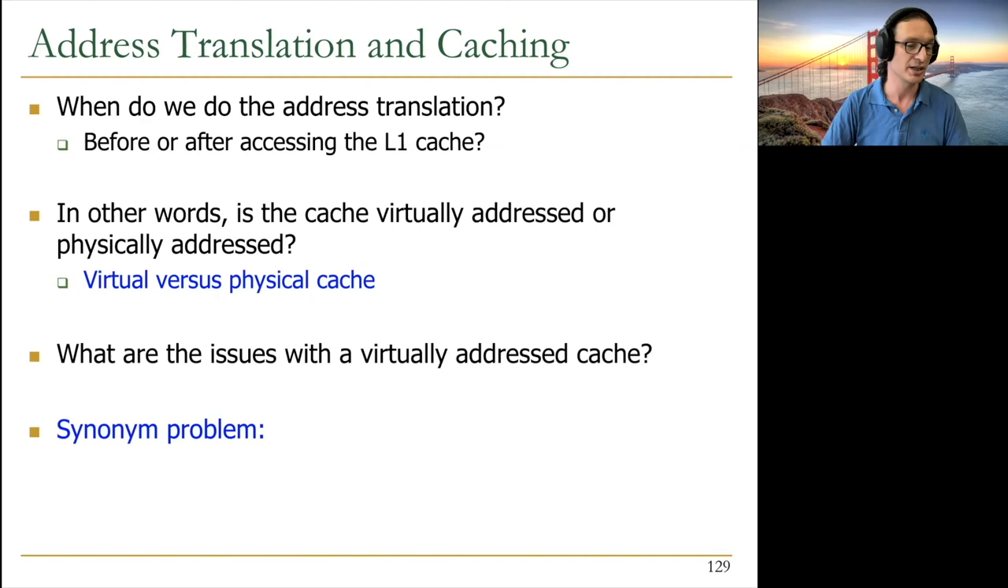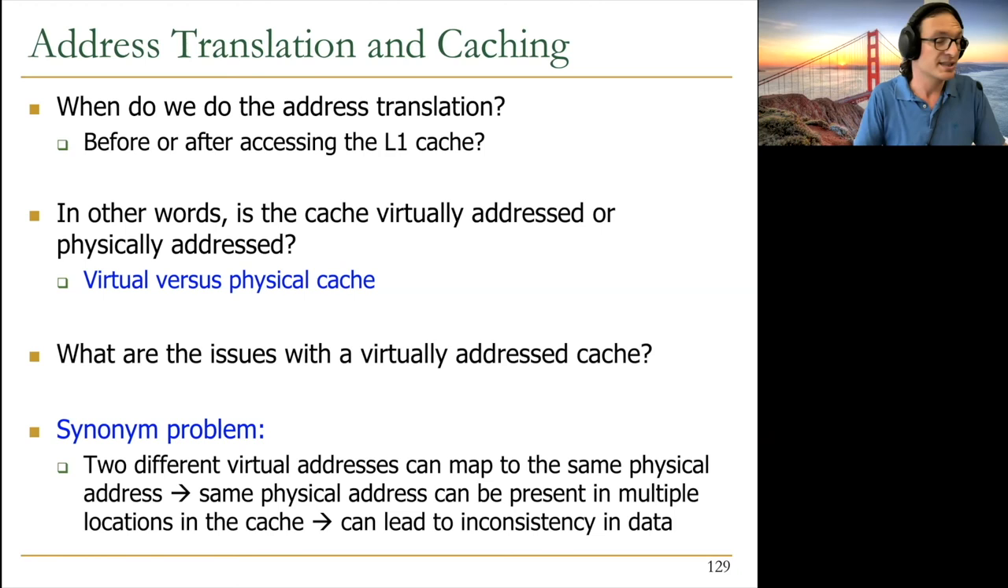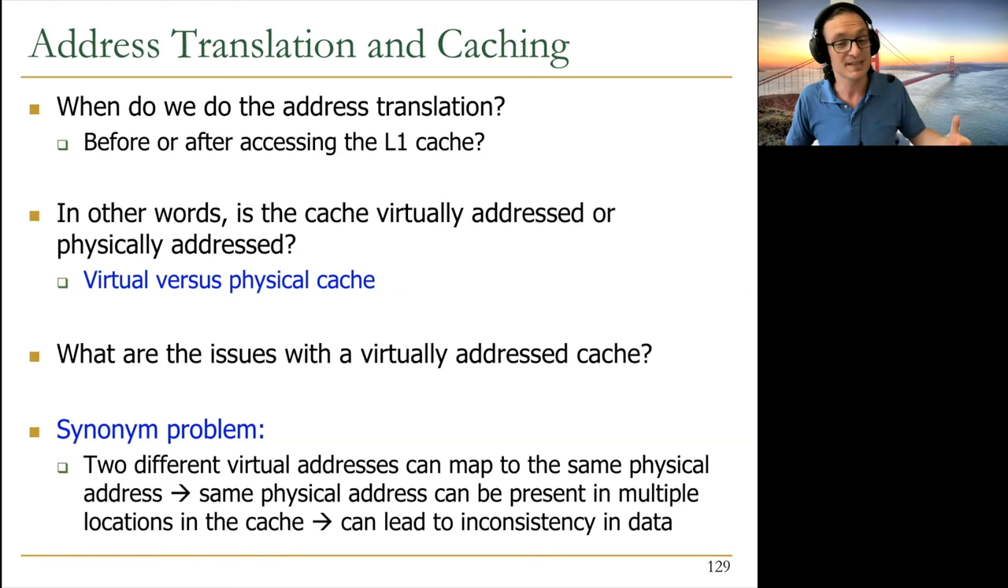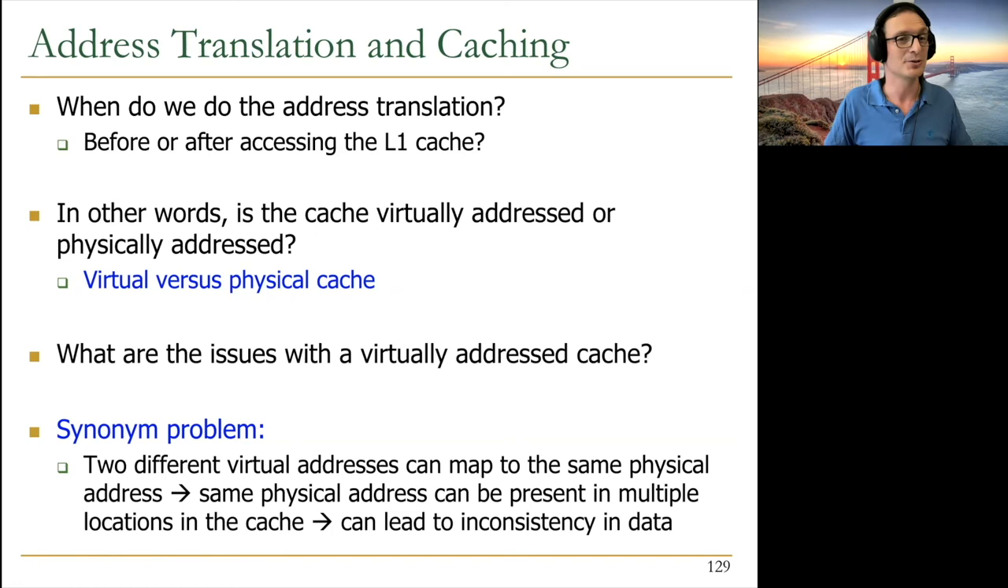Basically, two different virtual addresses from the same process or different processes can map to the same physical address, which means that the same physical address can be present in multiple locations in the cache if you're actually using virtual addresses to address the cache. And this can lead to inconsistency in data because the same physical address is in multiple locations, let's say different sets, different indices in the cache. If one of them is updated, the other one needs to be updated also or invalidated. So you have a coherence or consistency problem inside your own cache if your cache is virtual, because two different virtual addresses can map to the same physical address.